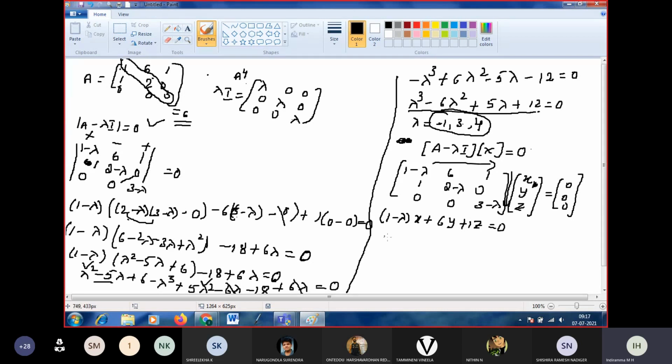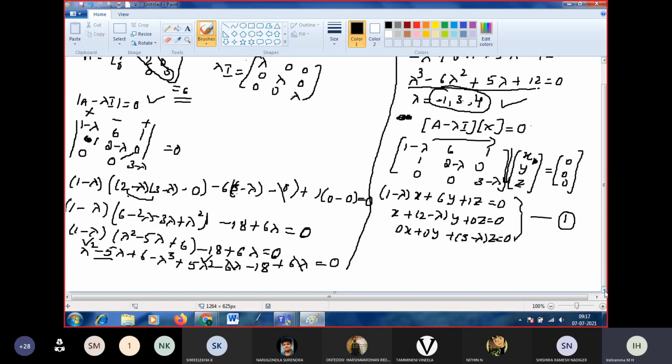So next, second row, first column: x plus (2 minus lambda) into y plus 0z is equal to 0. The third equation is 0x plus 0y plus (3 minus lambda) into z equal to 0. So this is the system of equations we got; call it equation number 1. Okay, so we already found the eigenvalues. Next we have to find the eigenvectors. To find the eigenvectors corresponding to the eigenvalues, we should go for 3 cases.